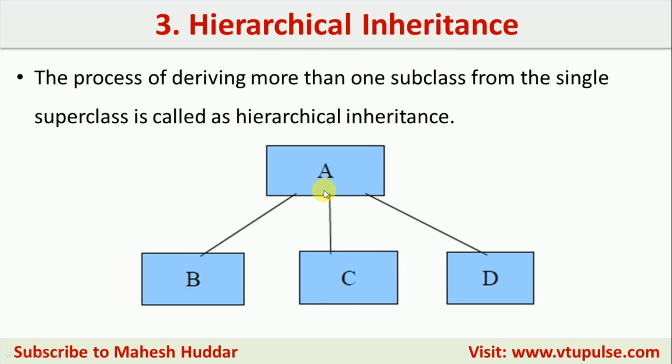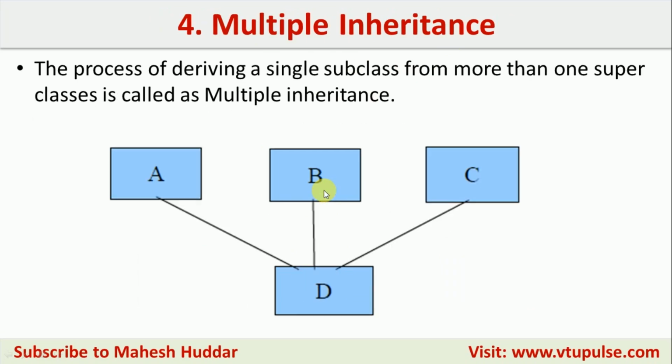The last inheritance is multiple inheritance. In this case, a particular class can derive the properties from multiple superclasses. In this case, D is deriving the properties from A, B and C over here. So this is what we actually wanted to discuss in this particular video. Here we are deriving the properties from multiple superclasses.